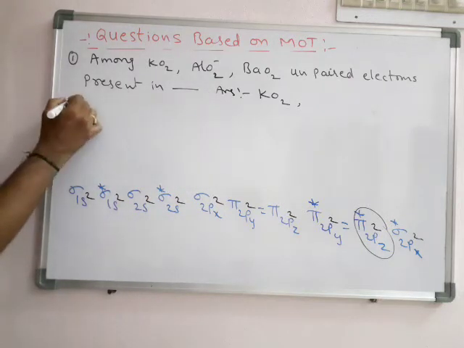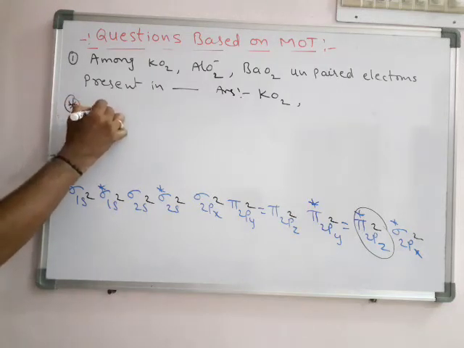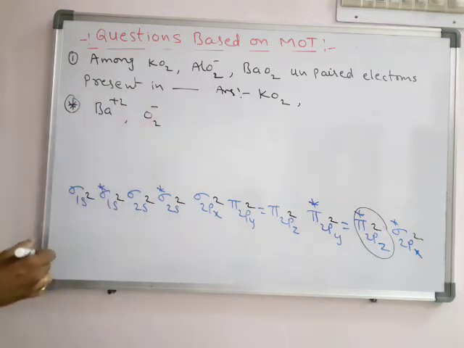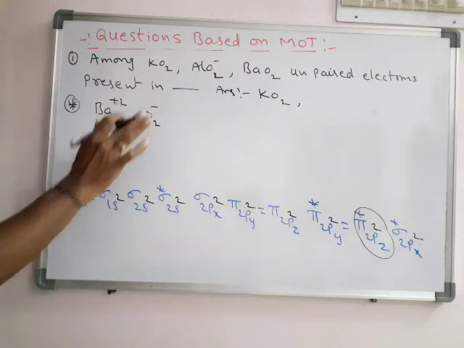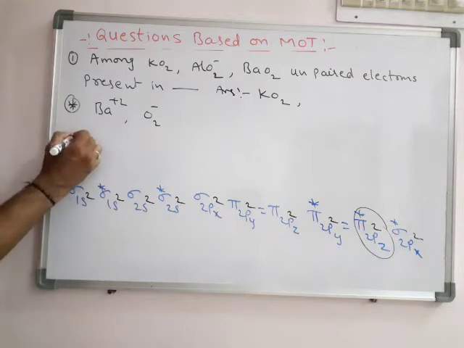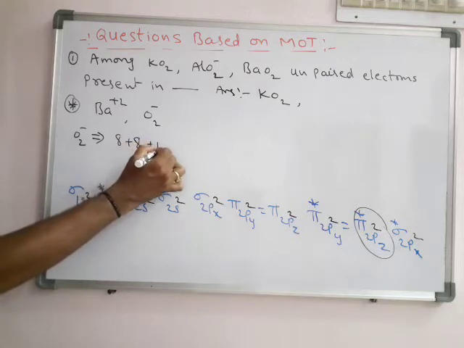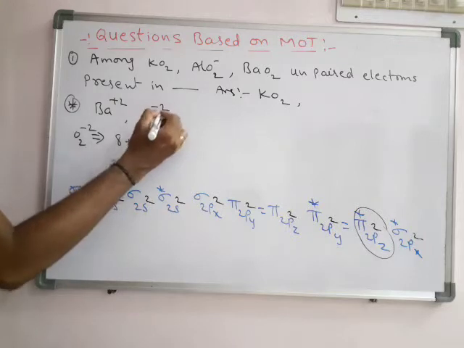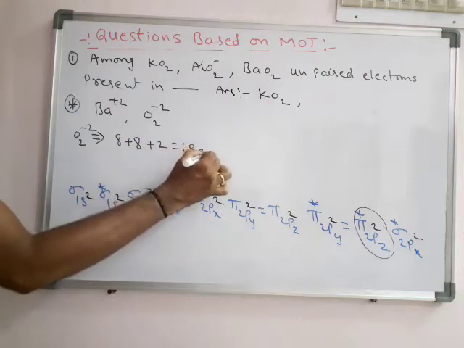As it is an ionic compound, we have barium plus 2 and O2 minus 2. In barium plus 2, there are no unpaired electrons. Al plus 3, no unpaired electrons. K plus, no unpaired electrons. You can write the normal configuration for them. So how many electrons are there in O2 minus 2? 8 plus 8, 16, 17, 18 electrons.